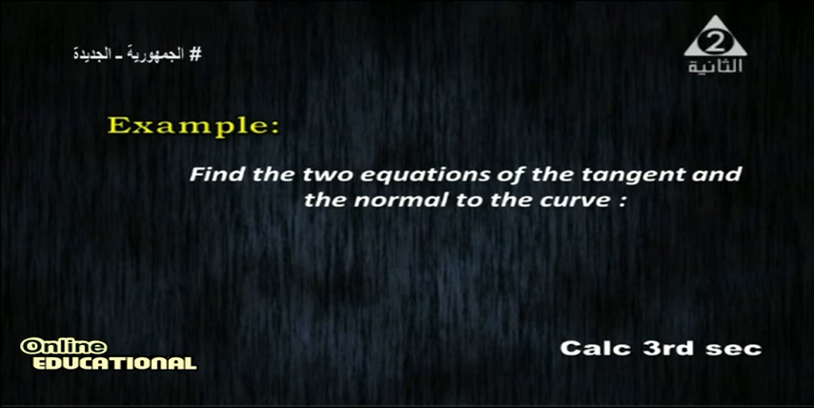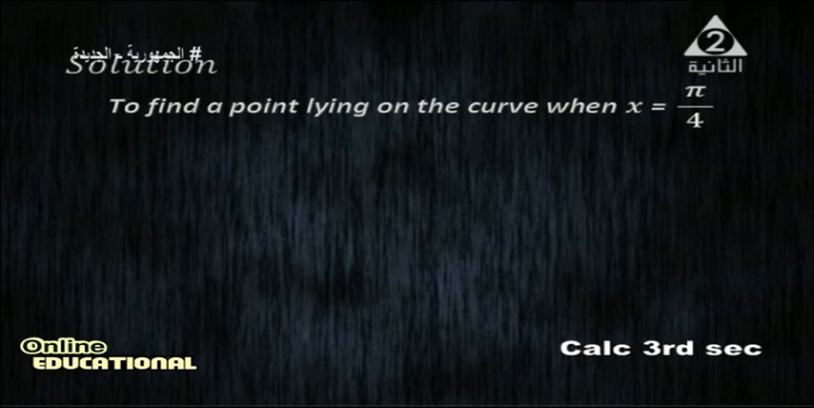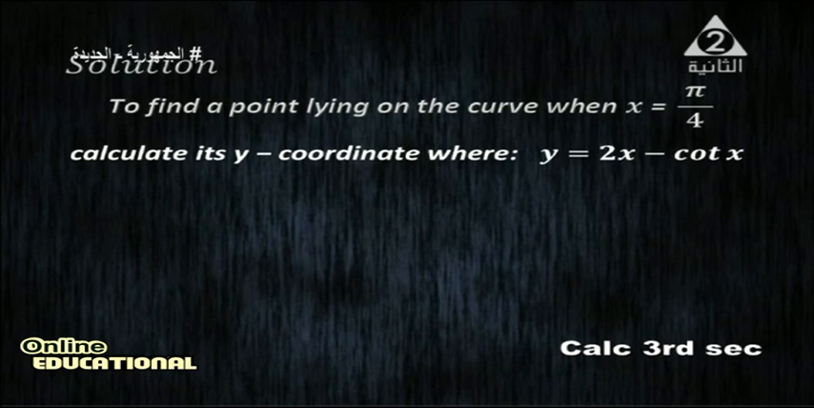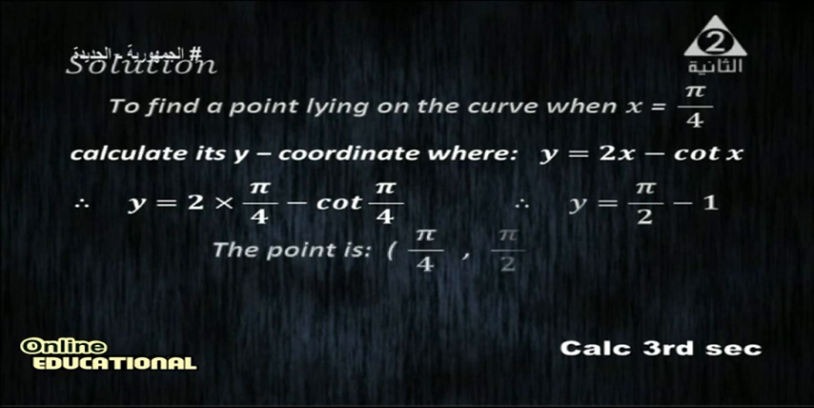Find the equations of the tangent and the normal to the curve y equals 2x minus cot x at the point which lies on the curve and whose x coordinate equals pi over 4. To find the point lying on the curve when x equals pi over 4, we calculate its y coordinate. We know that y equals 2x minus cot x, at x equals pi over 4, then y equals 2 multiplied by pi over 4 minus cot pi over 4. We know that cot pi over 4 equals cot 45, which equals 1. Then y equals pi over 2 minus 1. Then the point of tangency is (pi over 4, pi over 2 minus 1).